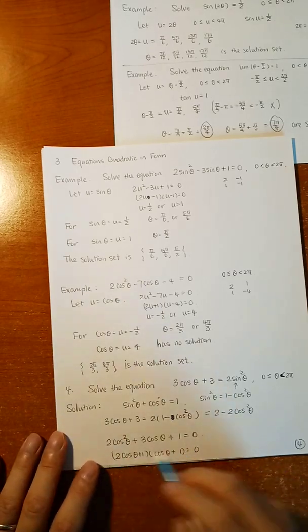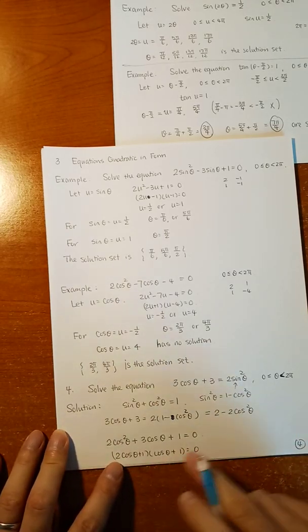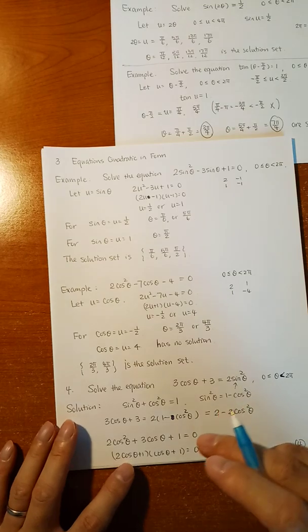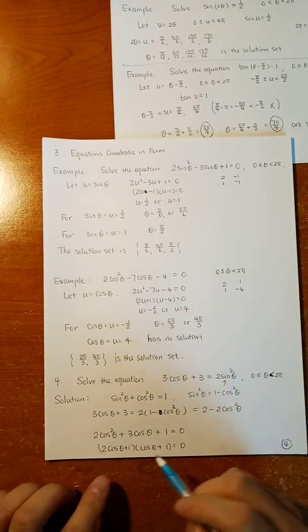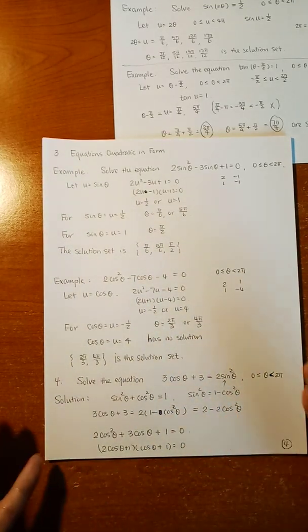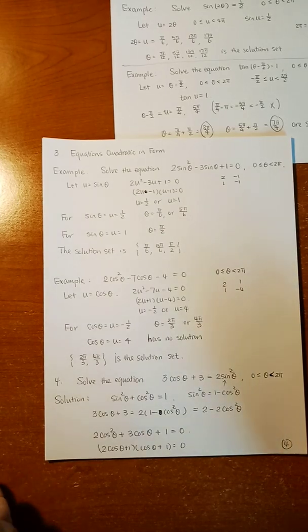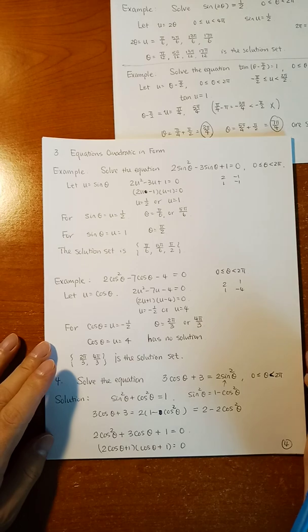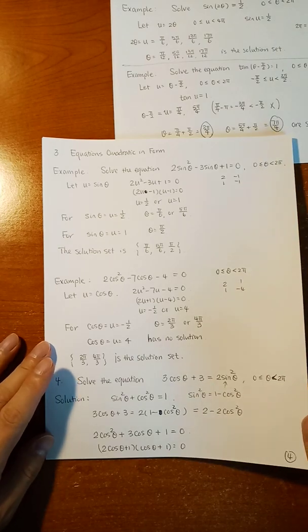You can use substitution. You let u be cosine theta and continue. If you are familiar with this process, you don't write u. U is just a middle step. It does not play an important role. It just simplifies the writing.